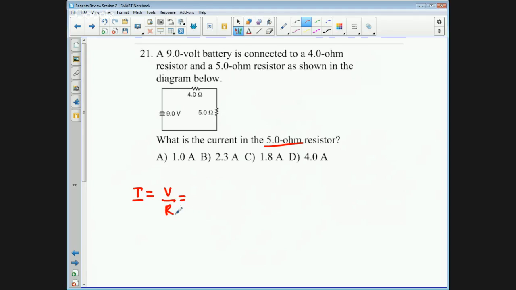So I need to figure out the total resistance. I'm going to use my totals, and since I total equals I1 equals I2, and so on, the V total is 9 volts. That's my voltage. And my total resistance is 4 ohms plus 5 ohms, which is 9 ohms. This equals 1 ampere. So the answer is A. If I would have done 9 divided by 5, I would have gotten 1.8, which is an answer there, but it's the wrong answer. Okay, next.